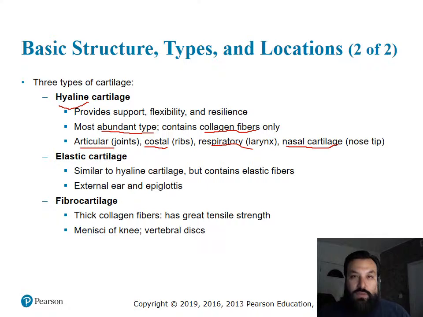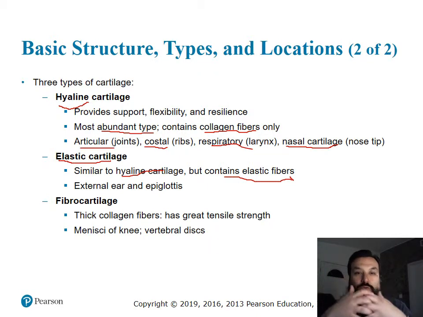So hyaline cartilage, right? Elastic cartilage, similar to hyaline cartilage, but does contain elastic fibers. So it does have, in fact, collagen fibers and elastic fibers interweaved in this cartilage. And you find this really in the external ear and in the epiglottis. So two of which are really important places. The external ear is all your ear that you pull that you can feel on the outside of your body.